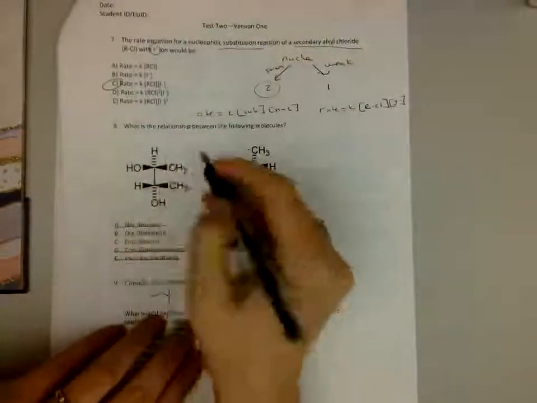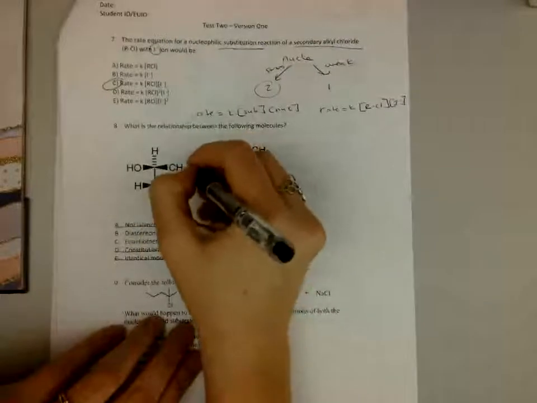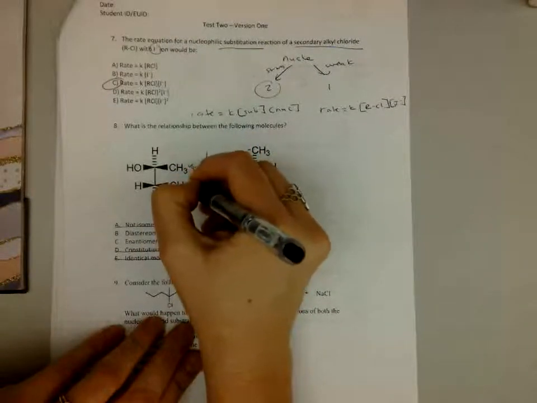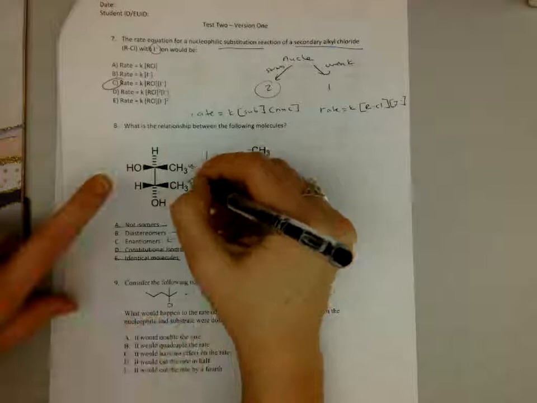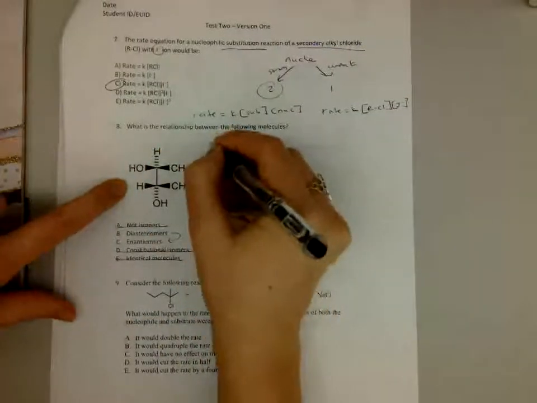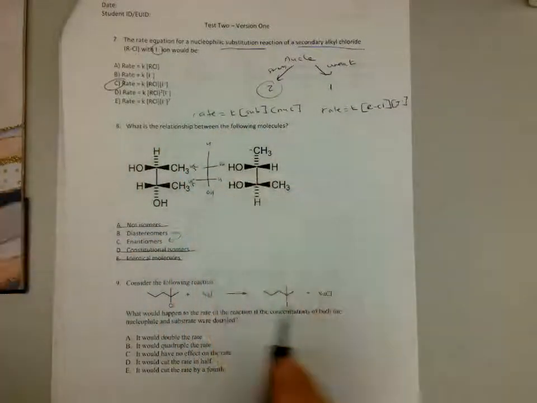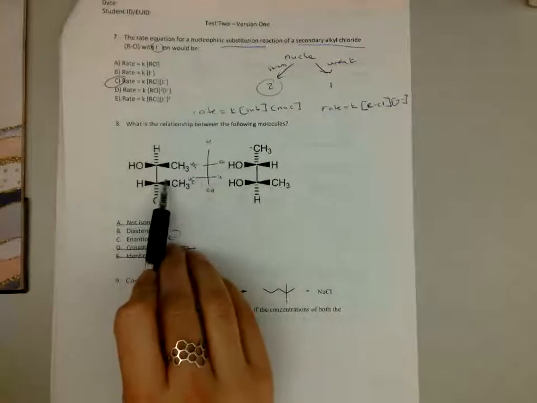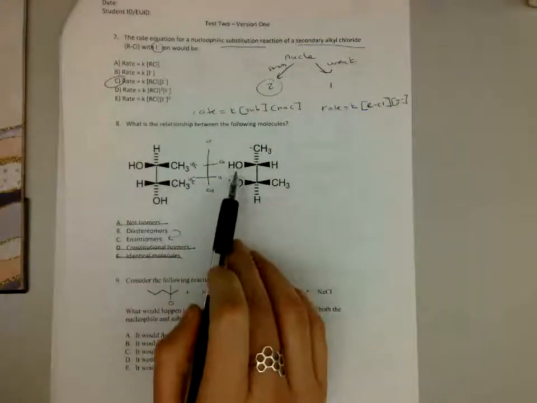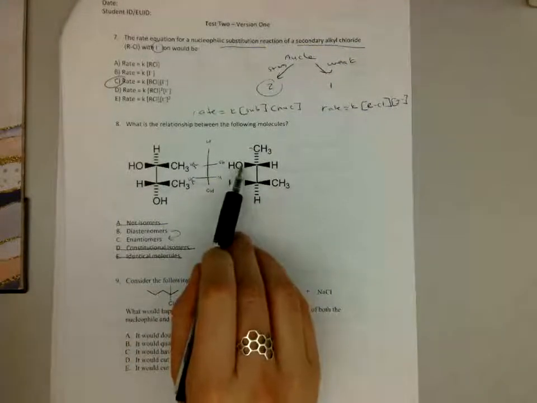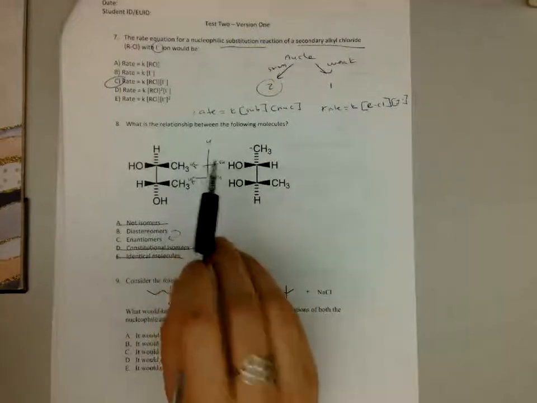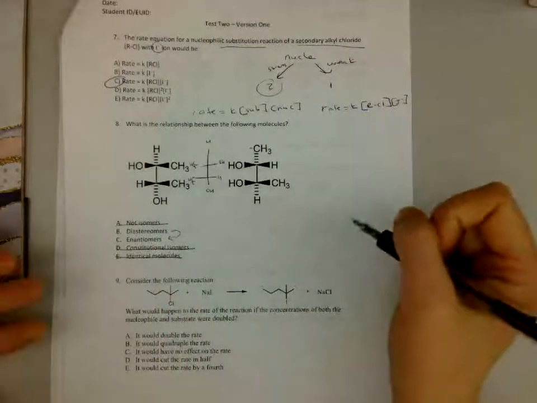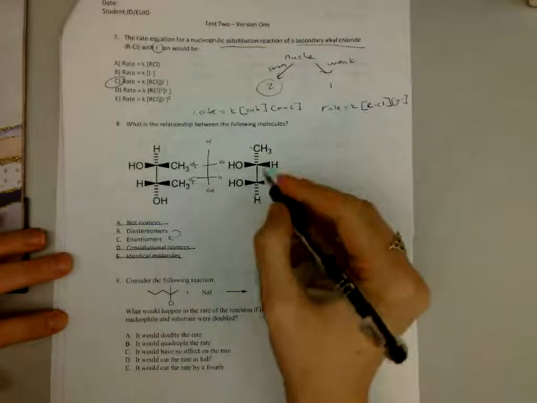So the mirror image of this molecule would have a CH3 here, a CH3 here, an OH, an H, a hydrogen, and an alcohol. Okay, so this is the mirror image of this molecule. My question is, can I get this to line up with this? If I can, it's an enantiomer. If I can't, it's a diastereomer.